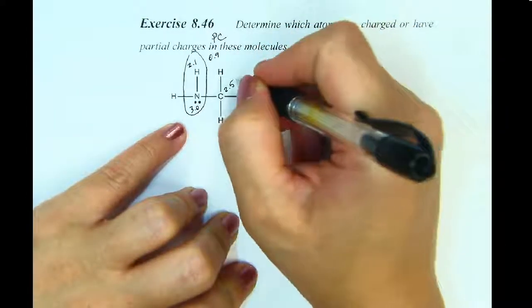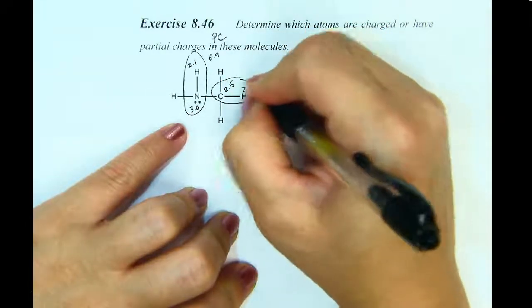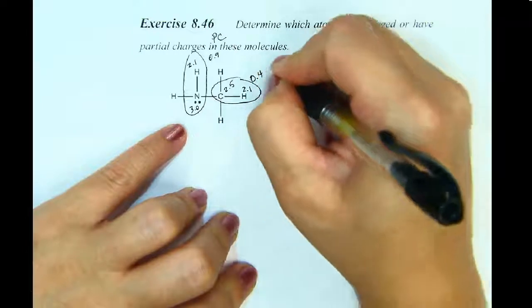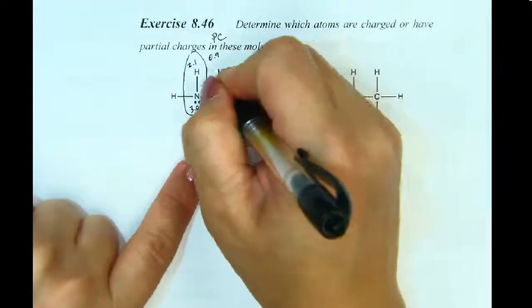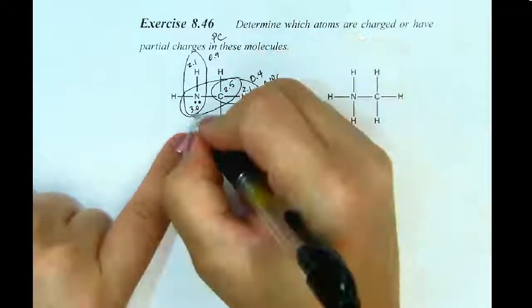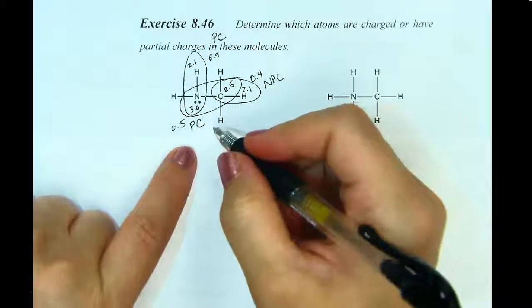Now we can look at a carbon-hydrogen bond, and remember hydrogen is 2.1. The difference here is 0.4, which is in the non-polar covalent range. And then we can look at the carbon and nitrogen bond, which has a difference of 0.5, which also falls in the polar covalent range.